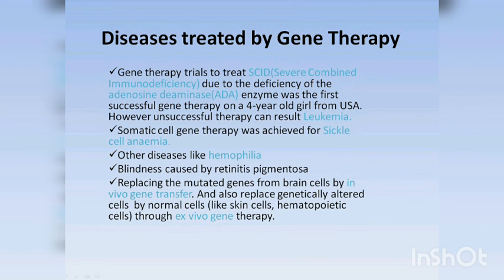Here is some brief idea about the diseases that are being treated by gene therapy. Number 1 is the severe combined immunodeficiency disorder caused due to the deficiency of adenosine deaminase enzyme, and was the first successful gene therapy. However, unsuccessful gene therapy can lead to leukemia. Number 2 is sickle cell anemia that was treated by gene therapy. Others like hemophilia, blindness caused by retinitis pigmentosa, replacing the mutated genes, all this can be treated by gene therapy.